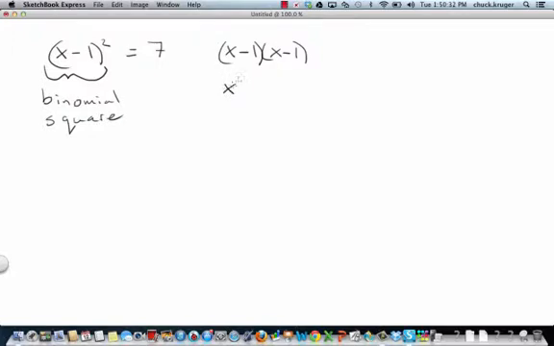And I can FOIL this. And I can get this solution: x² − 2x + 1. So this statement I have here is equivalent to the statement x² − 2x + 1 = 7. They're exactly the same. And over here, let me give you another one. This one I had before where it was (x + 2)² = 7.